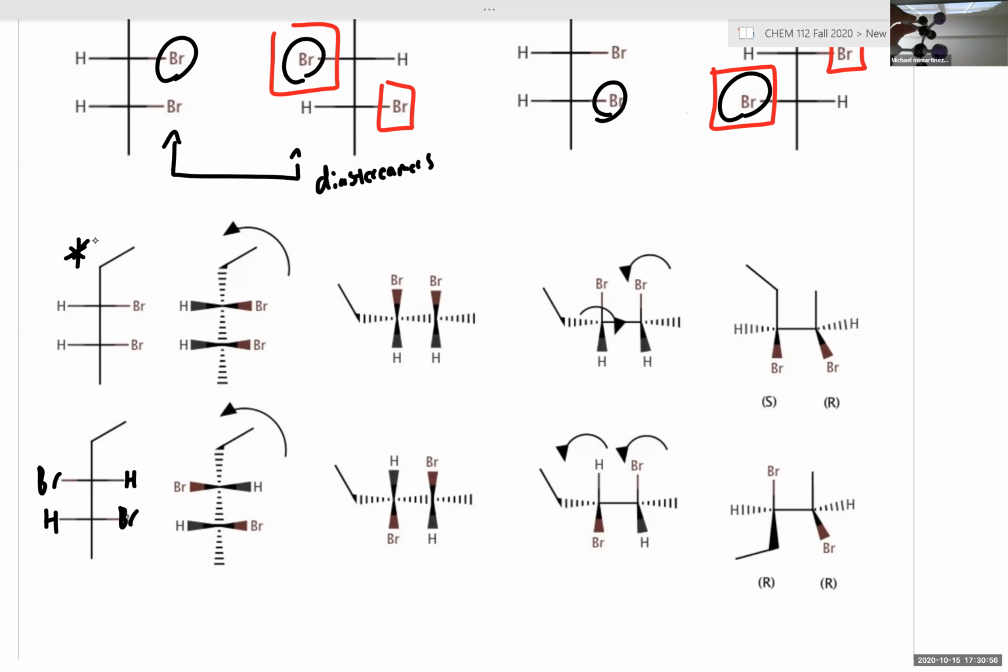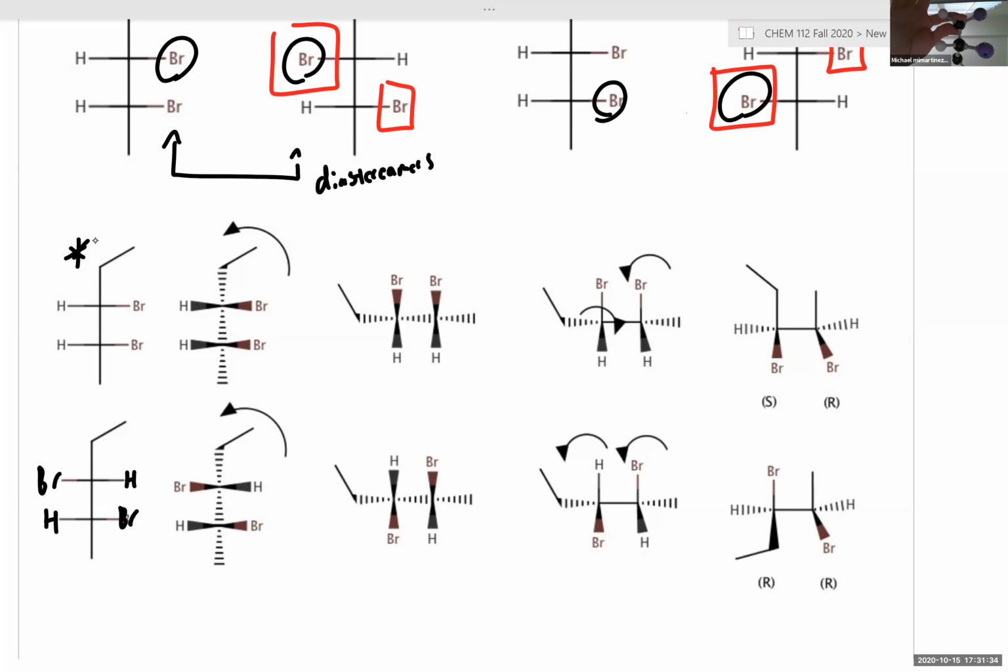So it looks something like this. Does everyone see that our two bromines in purple are on the right-hand side? Okay, perfect. The hydrogens are on the left, and both of these substituents that are horizontal are pointing out of the plane of the page. Our ethyl group is pointing back, and our methyl group is pointing back.